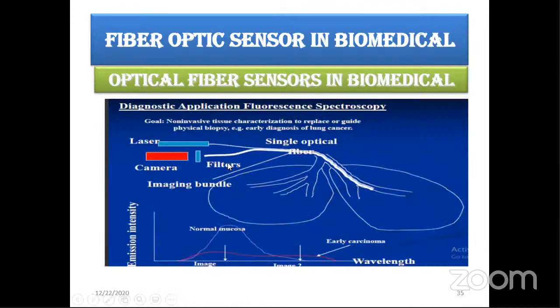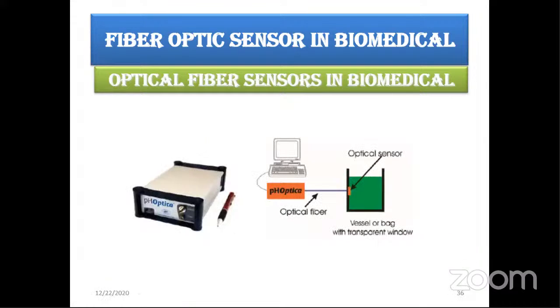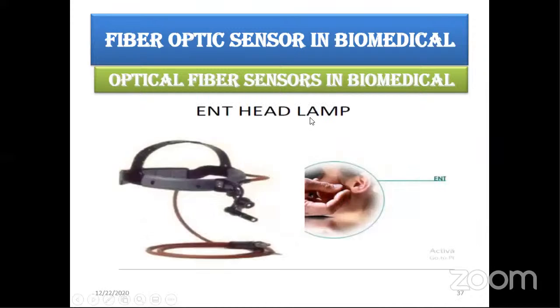And this is one image for identification of lung cancer by using laser light and a camera. The lung variations will be identified. Actually, this is a method to replace the physical biopsy. And optical fiber sensors are also used in the measurement of pH level. And as we all know, the ENT headlamp is a light. So by passing that light, the area will be cleaned or the disease will be identified.